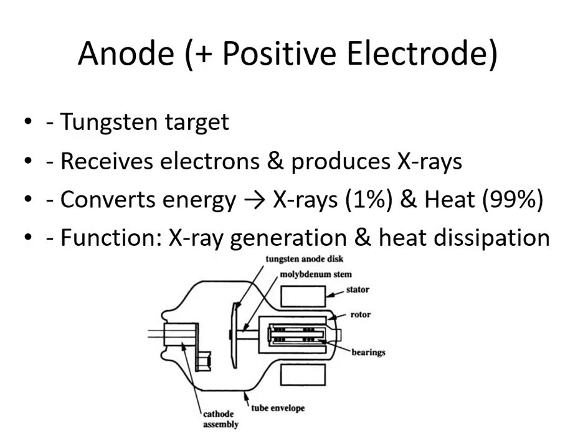Key concept. To summarize, the cathode produces and focuses electrons. The anode converts electron energy into X-rays. The electron flow is always from cathode to anode.